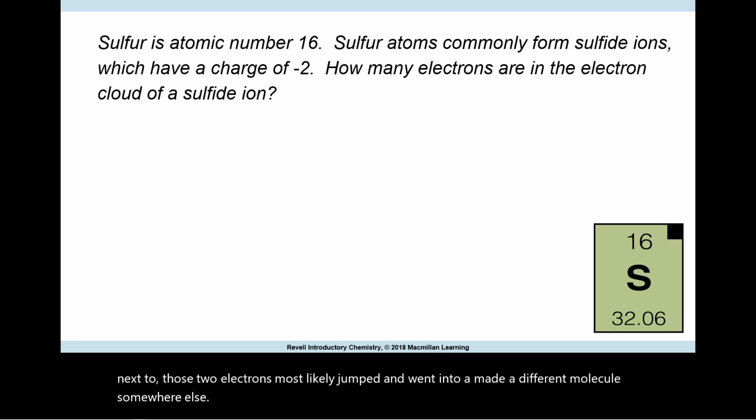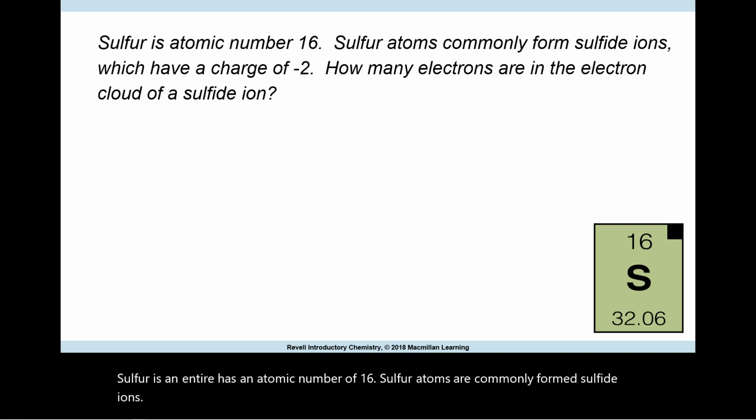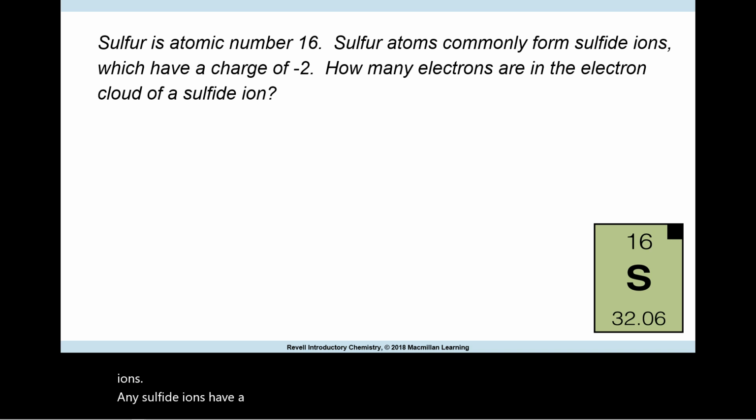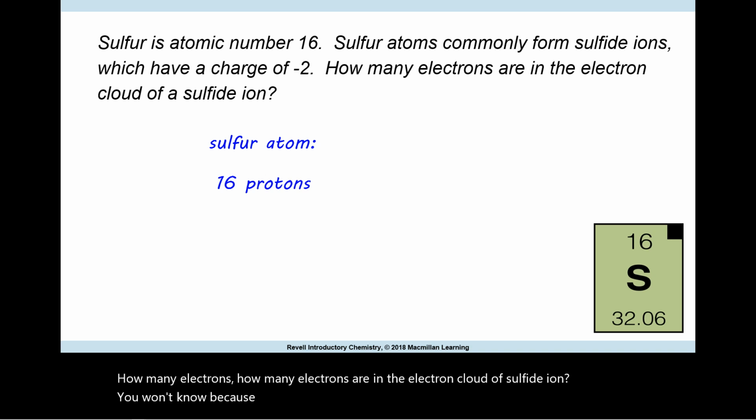All right, let's go through this example. Sulfur has an atomic number of 16. Sulfur atoms commonly form sulfide ions, and these sulfide ions have a -2 charge. How many electrons are in the electron cloud of the sulfide ion? Well, you won't know because the electron cloud is exposed to the air. It's not in a vacuum, so you won't know.